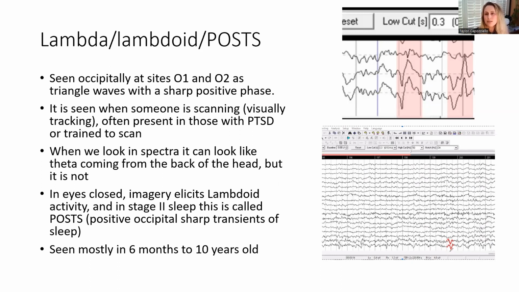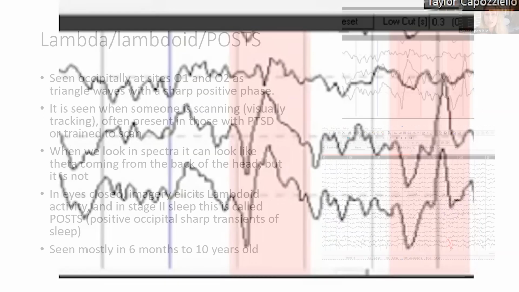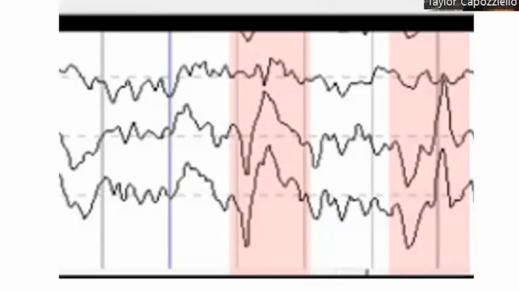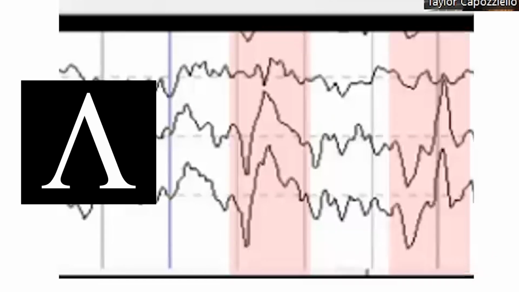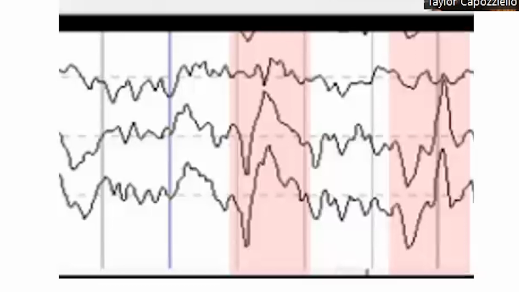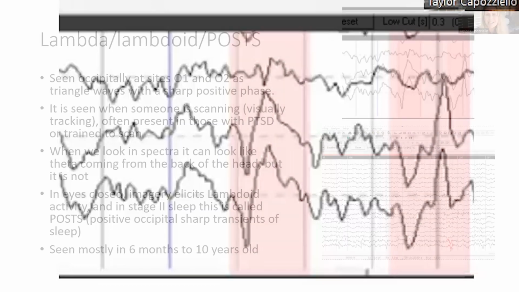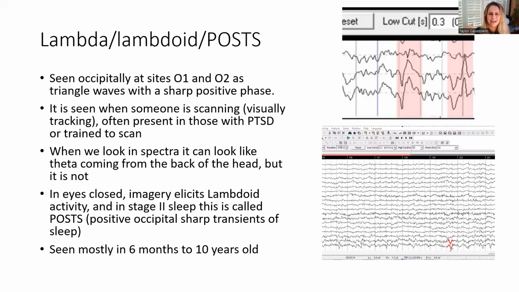And in stage 2 sleep, it's called POSTS, for positive occipital sharp transients of sleep. Mostly, we're going to see this in 6 months to 10 years old. So a lot of your kids are going to have more lambda. It is called lambda because of the sawtooth shape that resembles the Greek letter lambda. We can see in this example, these sharp, more V shapes that are happening. And I just had a client whose whole background activity was all lambda. And if I had more time, I probably should have put their example up. And it's commonly seen, like I said, in people with PTSD because they're just constantly tracking.